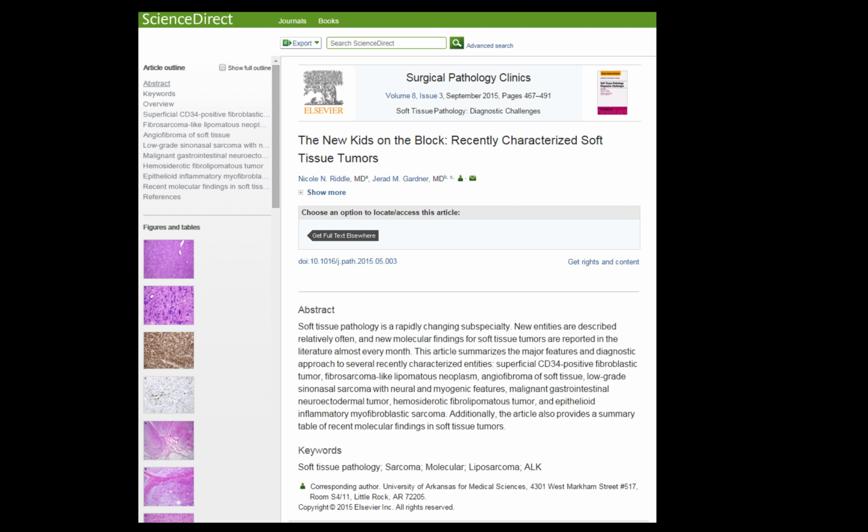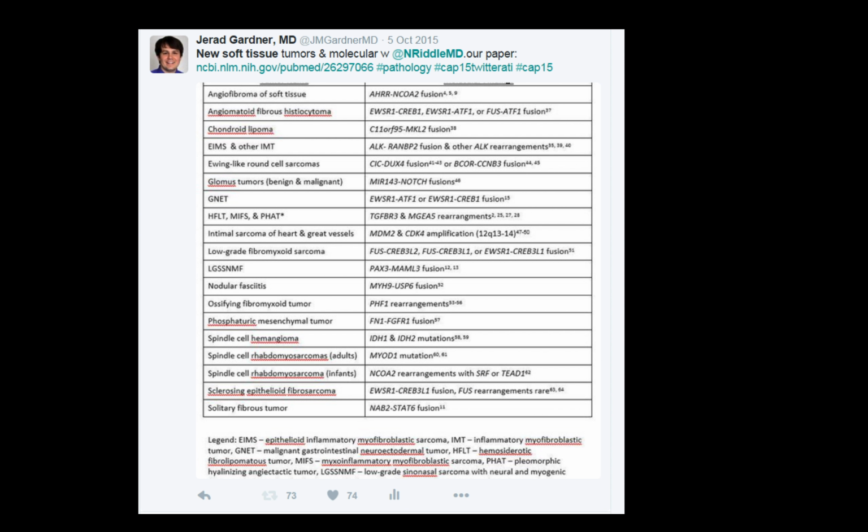And sharing images on social media is probably one of the most popular things that pathologists do for education, but also you can share links to peer-reviewed literature. Here's a paper I wrote with my friend Nicole Riddle a couple of years ago, and so I tweeted out a table of different molecular abnormalities in soft tissue tumors that we had in our paper, and I put a link up here to our paper on PubMed.